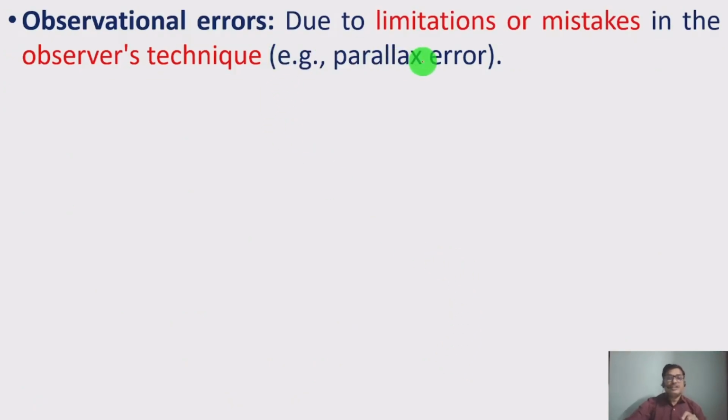Next, observational errors. These are due to limitations or mistakes in the observer's technique, how the observer looks at the reading. The error that occurs by that is called a limitation or mistake of the observer's technique. The parallax error is an example of this. In the first slide, I discussed the measurement of length using the scale, and the errors that occurred there are called parallax errors.